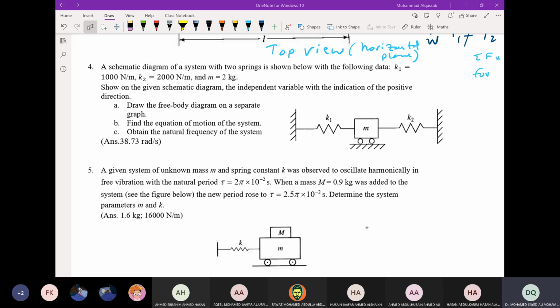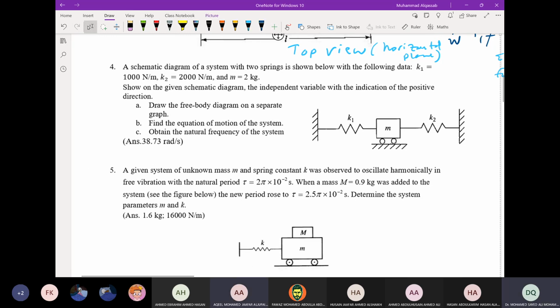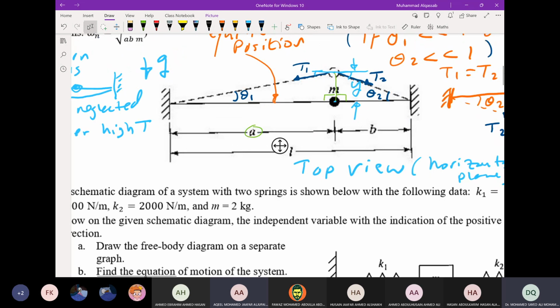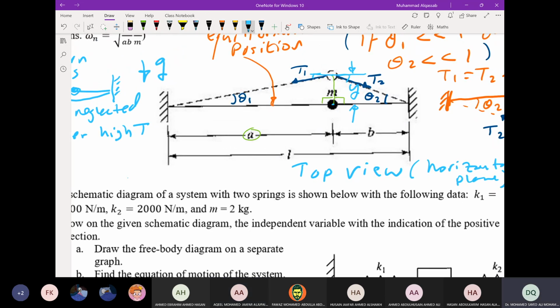Okay, the sine theta for small angles is also equal to tan. Here we have the cord. This is located at A, and it is inextensible, so this part is also A.